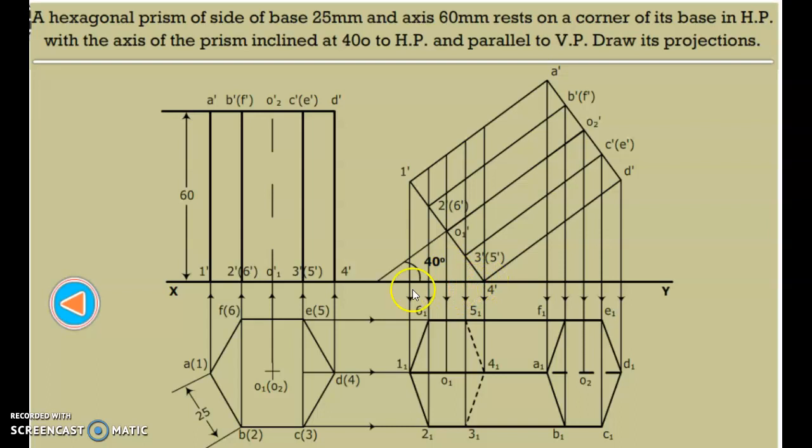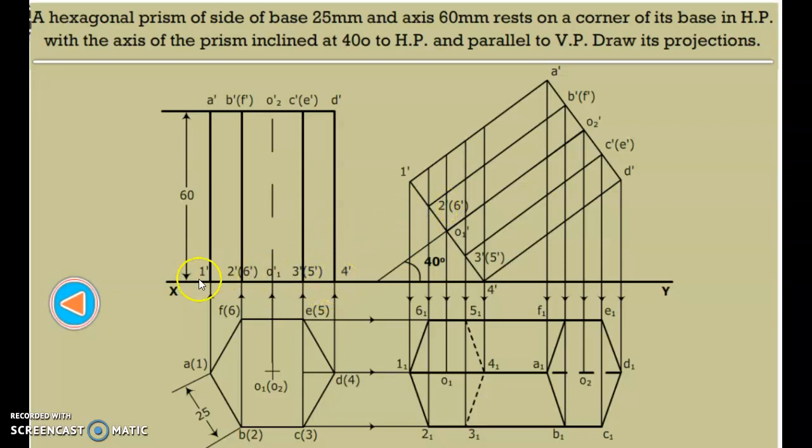Am I right? From this point, take your compass and measure up to 4 dash to 3 dash bracket 5 dash and draw an arc. Similarly for 4 dash to O dash, draw an arc. Similarly for 4 dash to 2 dash bracket 6 dash, draw an arc.